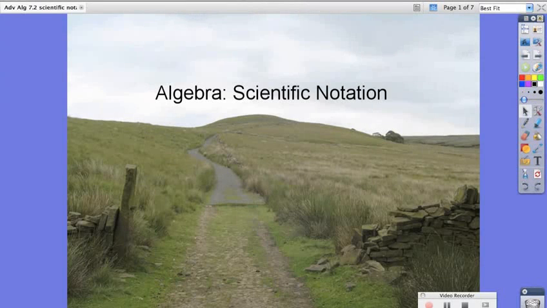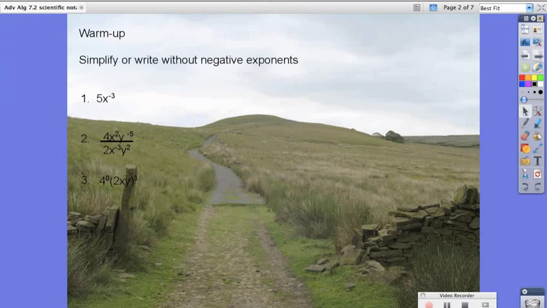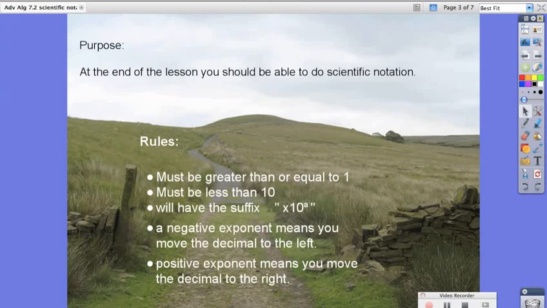Hello students, today in your algebra class you're going to be working on scientific notation. At the end of this lesson you should be able to put numbers in scientific notation or standard notation.